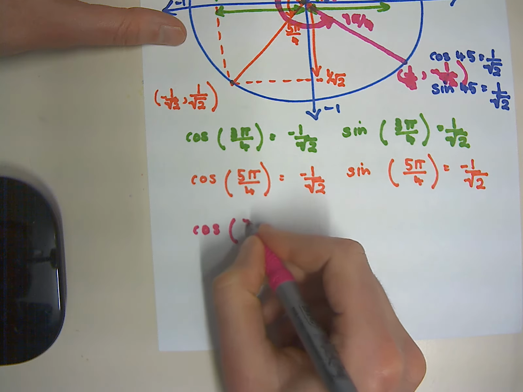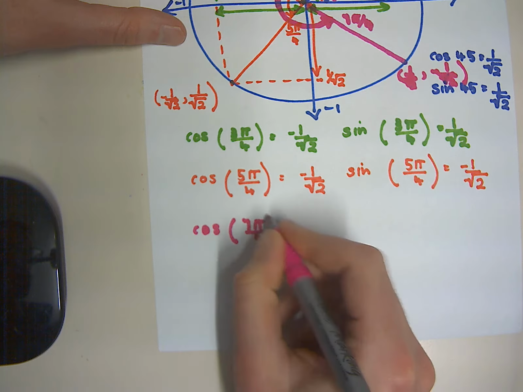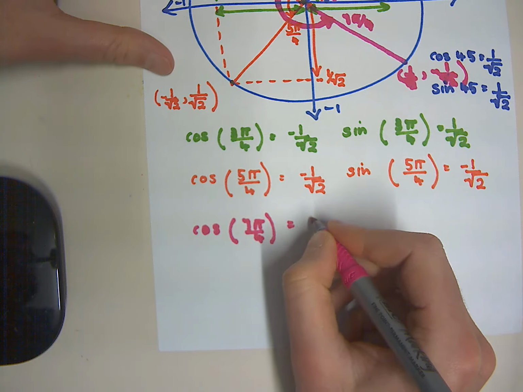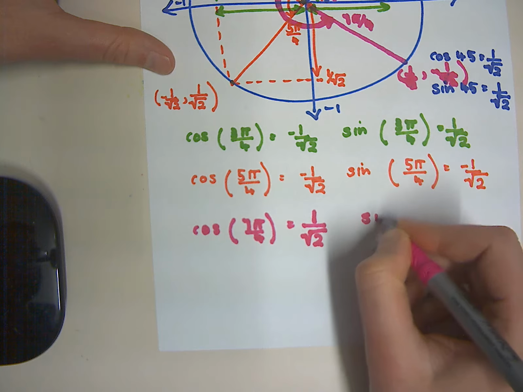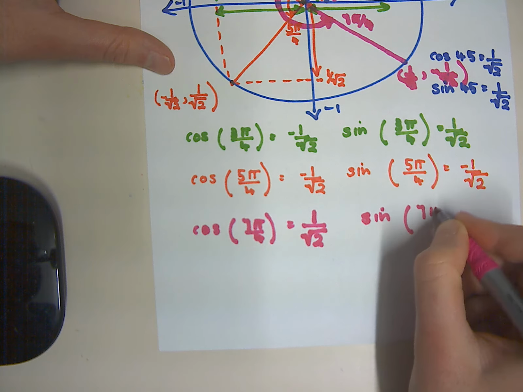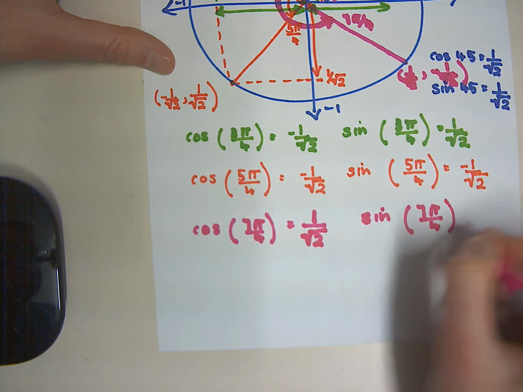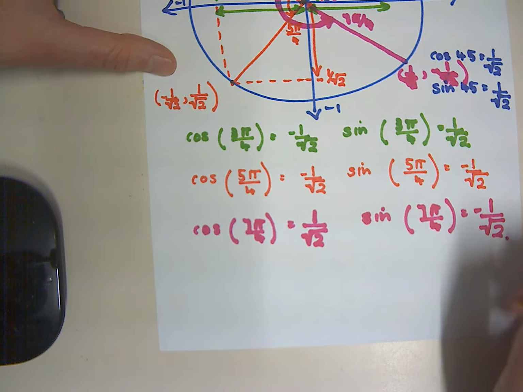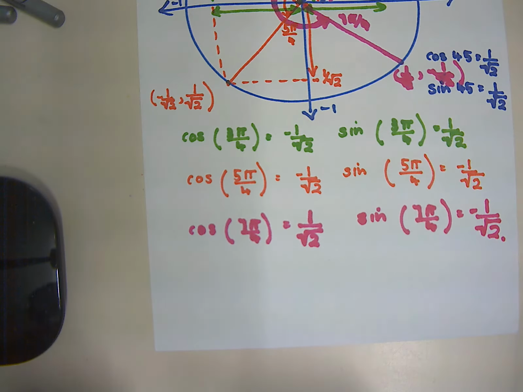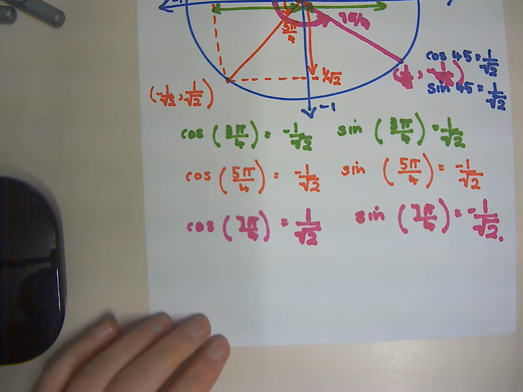cos of 7 pi on 4 is equal to 1 on root 2, and sine 7 pi on 4 equals negative 1 on root 2. So these are just some exact values. These are some of the values we expect you to know and have on your unit circle.